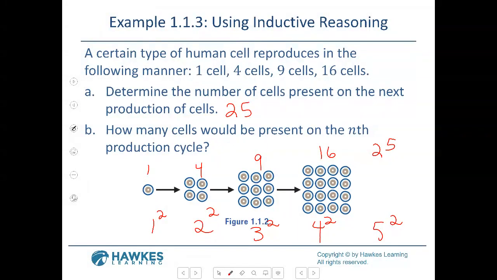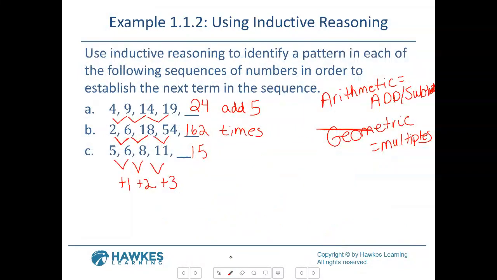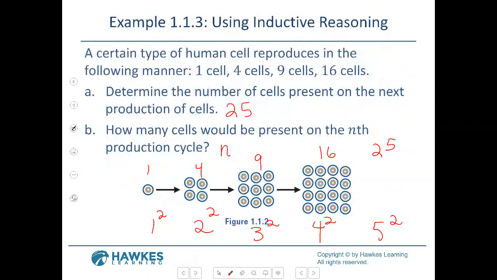And so how many cells will be present in the nth reproduction cycle? You would use the equation n squared. So this would be n squared.